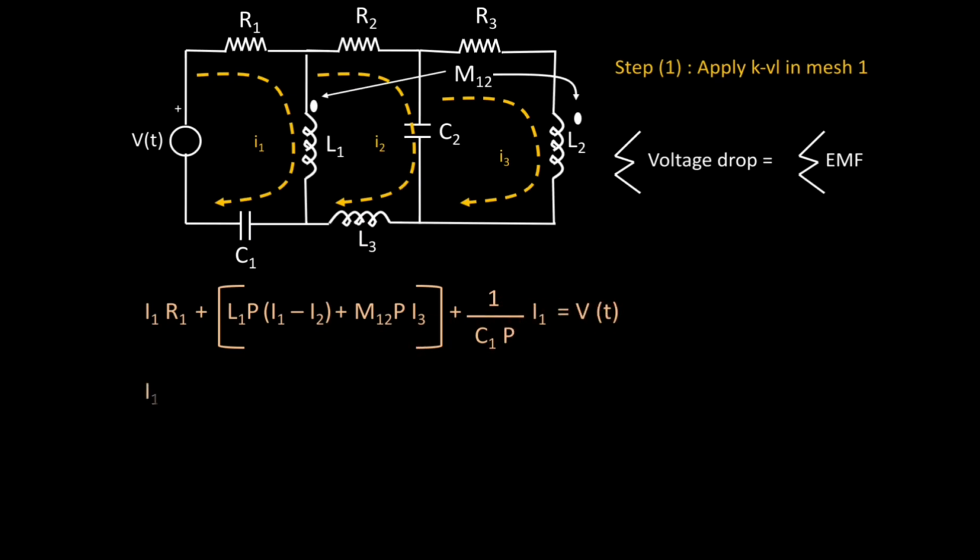Then we will just solve the brackets. So I1 R1 plus L1P into I1, then minus L1P into I2, then plus M12P I3. Next we are having plus 1 upon C1P into I1. So we solve the bracket is equal to V of t.